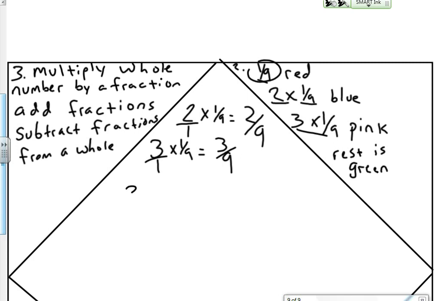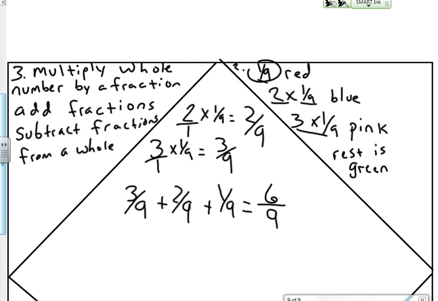So we have 3/9, which is pink, plus 2/9, which is blue, plus 1/9, which is red. Now when we're adding fractions that have the same denominator, the denominator stays the same. 9 will be the same. 3/9 plus 2/9 is 5/9, plus 1 is 6/9. Now again, that is not our final answer, so we do not have to simplify that problem just yet. So we know that 6/9 of the class either like red, blue, or pink.